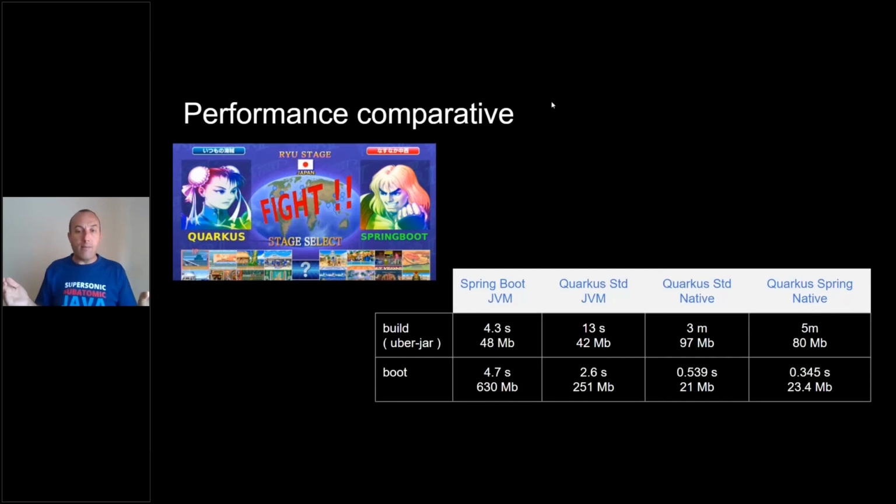and 21 megabytes. We are comparing 5 seconds to half a second, more than 600 megabytes to 21 megabytes. And if we go to the Quarkus Spring extensions native, we are going to 350 milliseconds, and 23 megabytes of memory. So basically, no matter the flavor of Quarkus native, you are going around half a second compared to 5 seconds, and 23 megabytes compared to more than 600 megabytes.